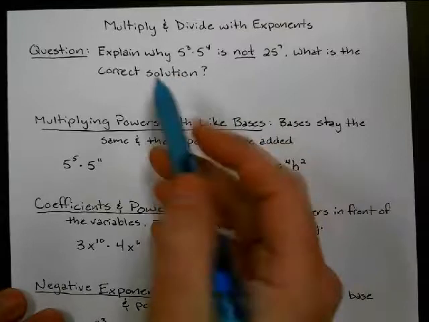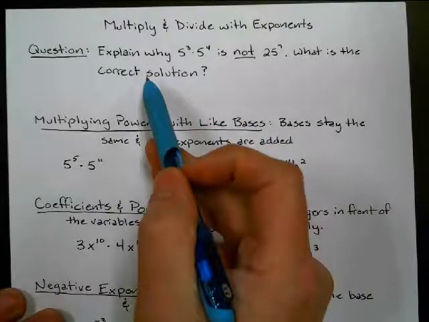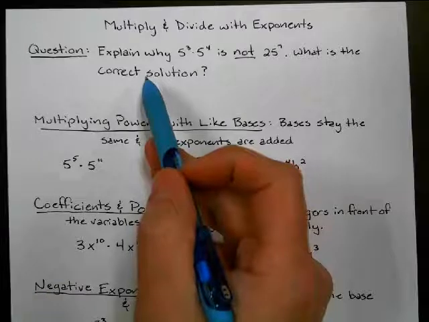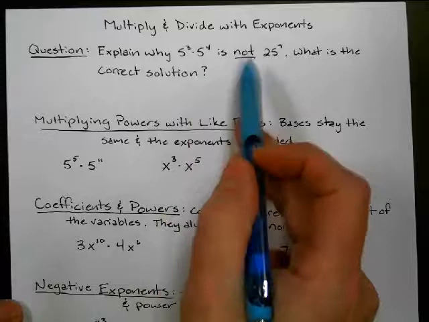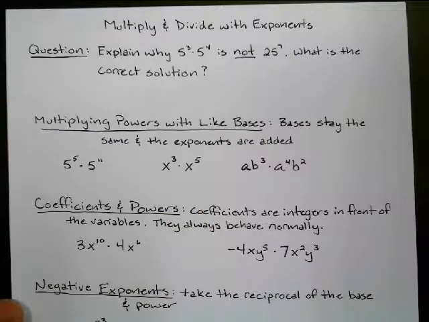Our first question, remember your questions, you need to answer those as a summary at the very end of your lesson. So explain why 5 to the third times 5 to the fourth is not 25 to the seventh, because it's not. So what's the correct solution? As a summary at the end of the lesson, you can just write your explanation of that.